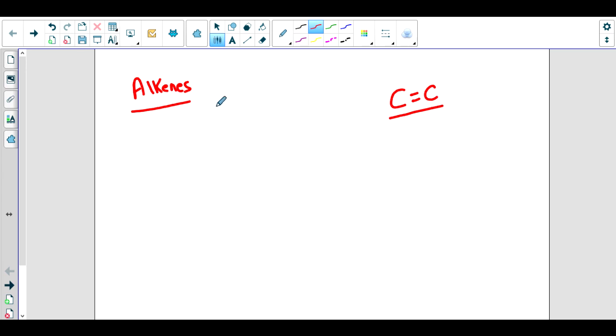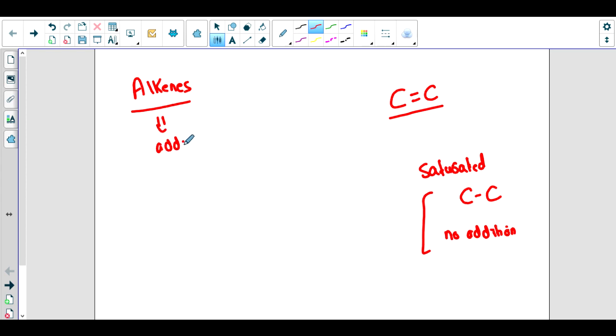Also, as compared to alkanes, alkenes are more reactive. The alkanes are also called saturated hydrocarbons. Alkanes are saturated because they have carbon-carbon single bonds. They cannot do addition reactions. But alkenes can do addition. Addition reaction is possible because they have a double bond. When you break the double bond, you can perform addition.